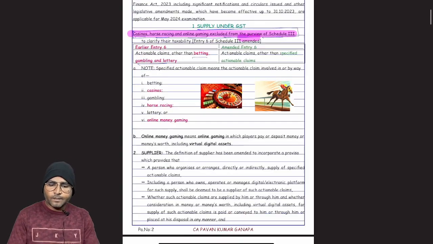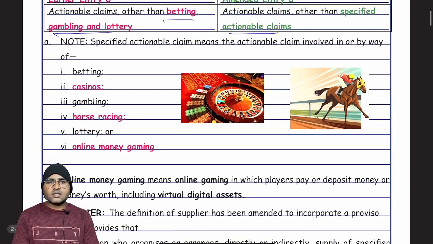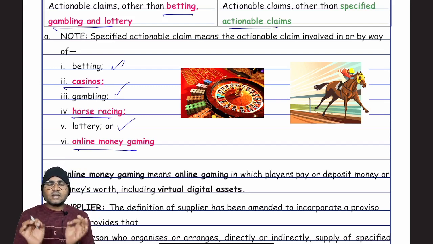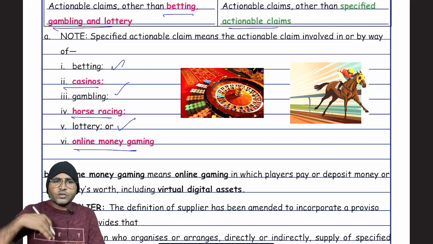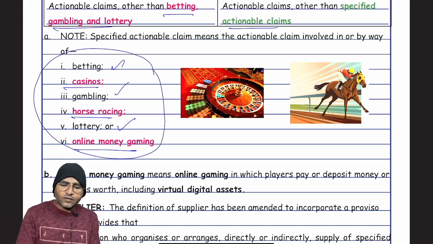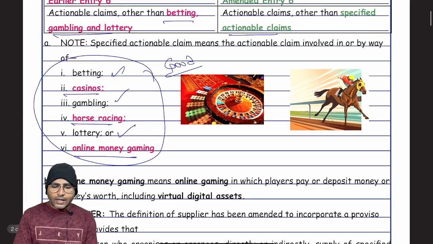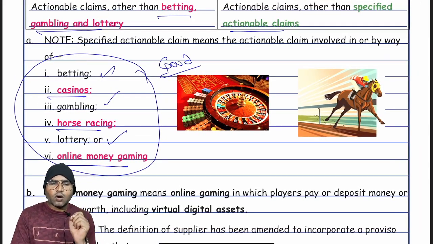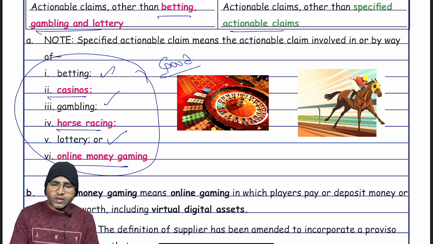Now what is amended? Actionable claims other than specified actionable claims. That means these are the things which are excluded. Apart from betting, gambling and lottery, casinos, horse racing, and online money gaming, these three things are also excluded from the purview of Schedule 3. When it is excluded from Schedule 3, it will be covered under the definition of goods. Are you clear? So earlier only betting, gambling and lottery were treated as goods. Now casinos, horse racing, and online money gaming will also be considered goods for the purpose of levy of GST.